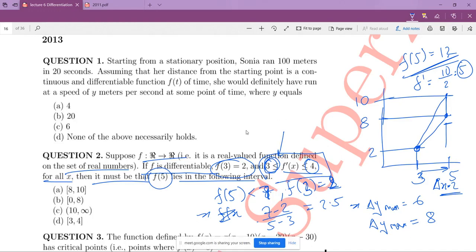So that's why the Mean Value Theorem says 5 must occur at least at one point, but the statement says f prime should not go above 4. So by that logic you can reject anything that is less than 8 or greater than 10. It would be a violation of the Mean Value Theorem.